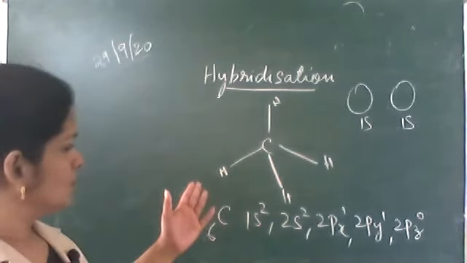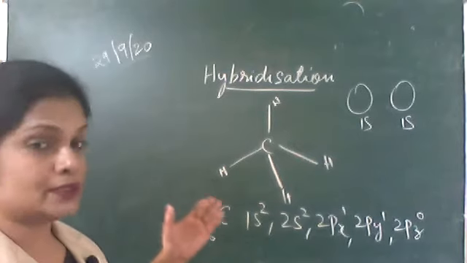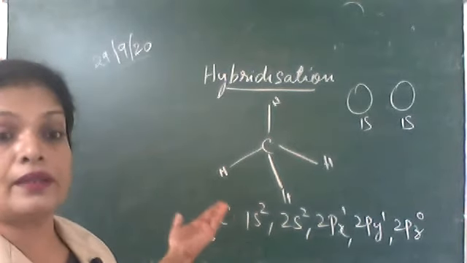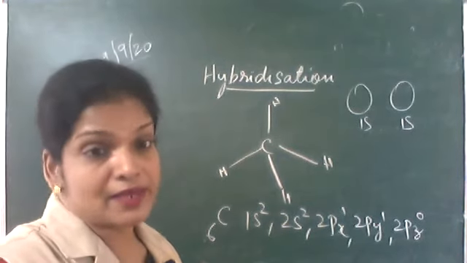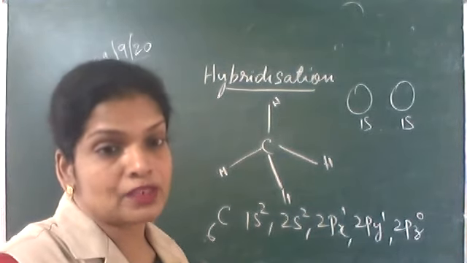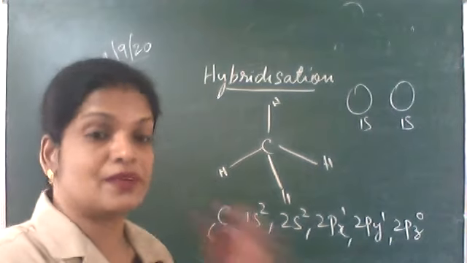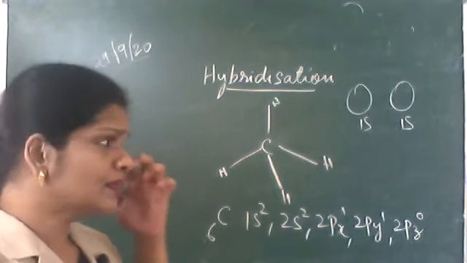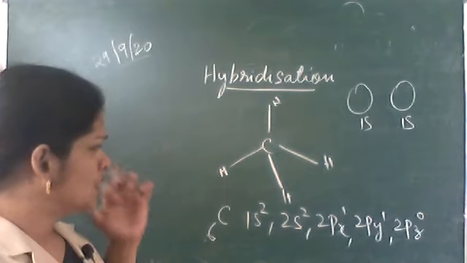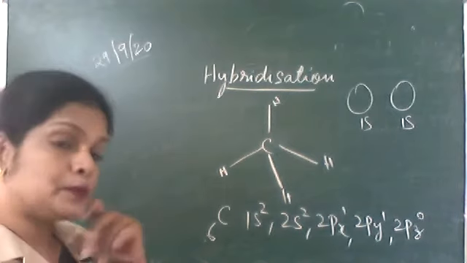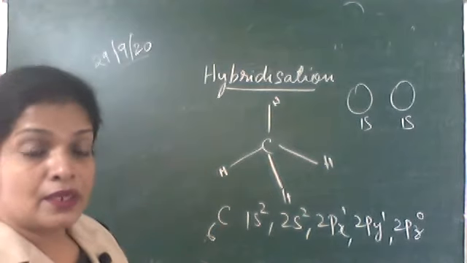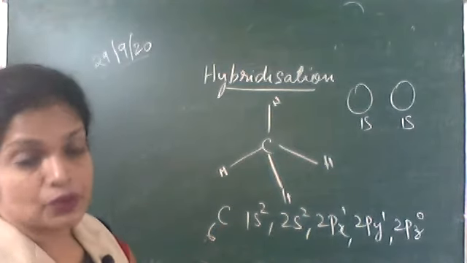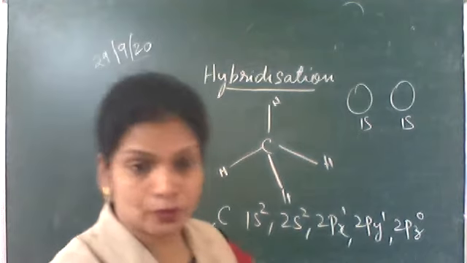But we have learned in class 10th the tetravalency of carbon. Tetravalency and catenation. You must be remembering these 2 very important words, tetravalency and catenation. So around carbon, we expect only 2 bonds, but here 4 bonds are there. So you have to account for those 4 bonds.